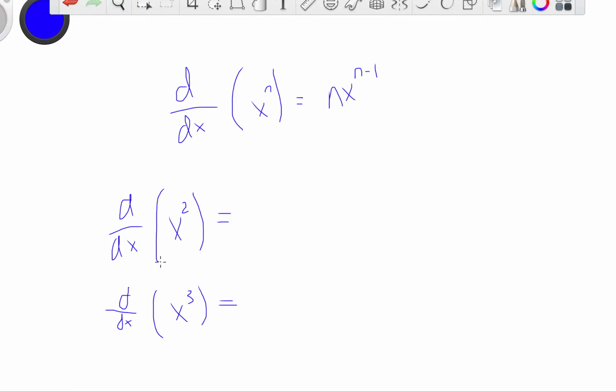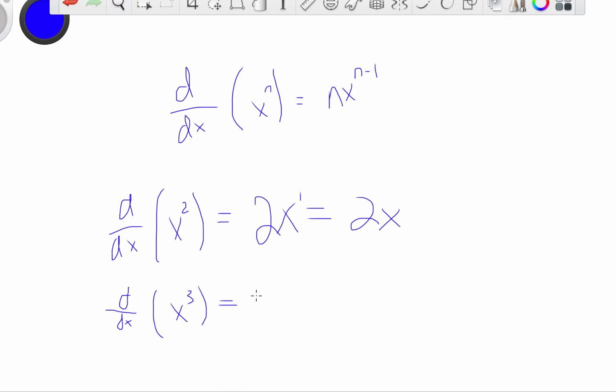So x squared, the derivative dx, right? This just means derivative of x squared. So 2 is our n here, right? So we'll whip this on downwards. 2x, and 2 minus 1 is 1. So 2x.